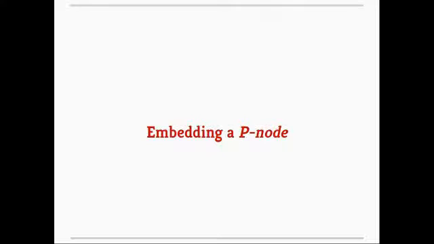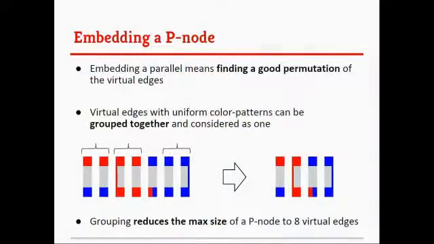Among the modifications we have done to the algorithm, there is the part of the SPQR3 algorithm that deals with P-nodes. Embedding a P-node basically means finding a good permutation for the virtual edges composing the parallel. In this problem, it is possible to group together those edges having uniform color patterns, for example, these 2.